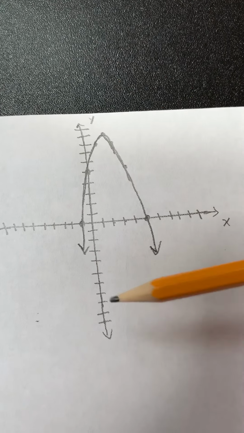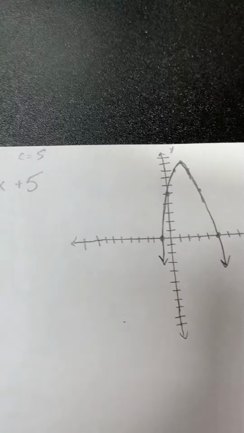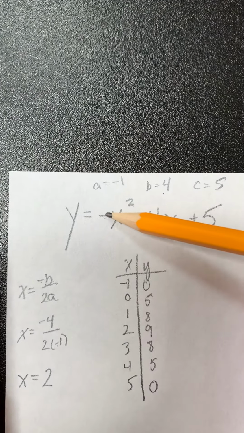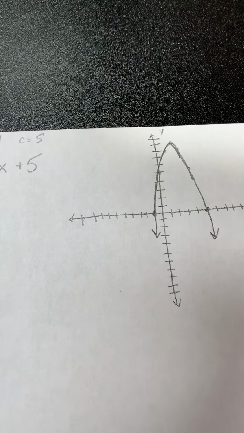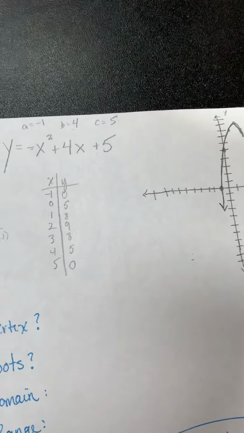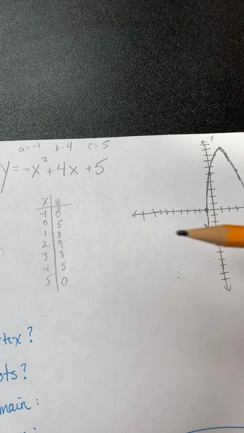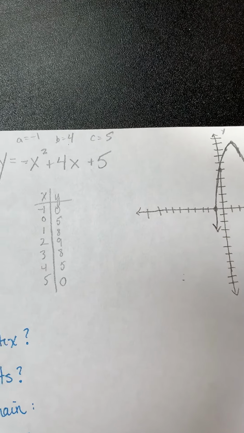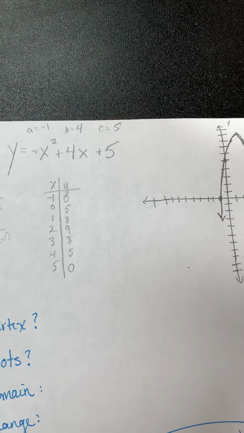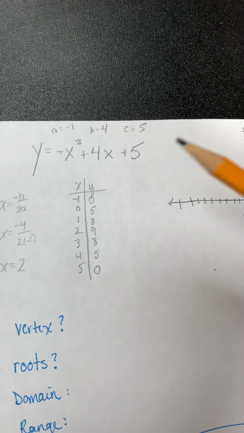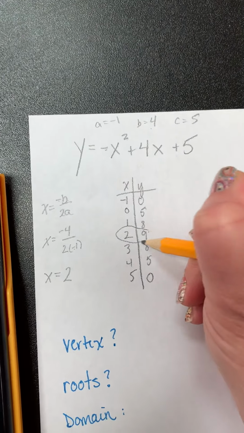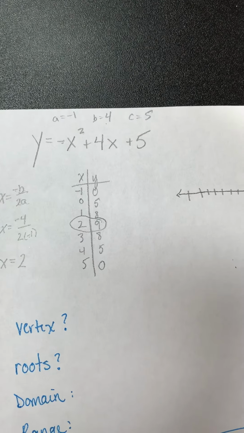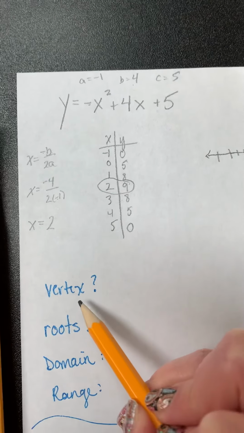I'm not surprised it's facing down because I created one with a negative right there. As soon as I know there's a negative there, I know this is a facing down parabola. So when you are asked to graph a parabola on any test, quiz, exam, anywhere, geometry, algebra 2, whatever, you have to have a table for a parabola, okay? And the center of your table should have the turning point, which leads me to my next thing.